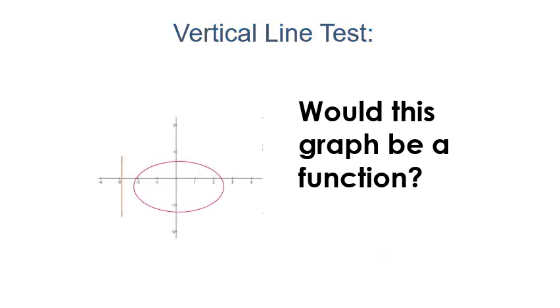Is this a function? Using the vertical line test, sliding from left to right, there are points that touch the vertical line once. However, if there is anywhere that touches the vertical line twice, it fails the vertical line test. So this is not a function.